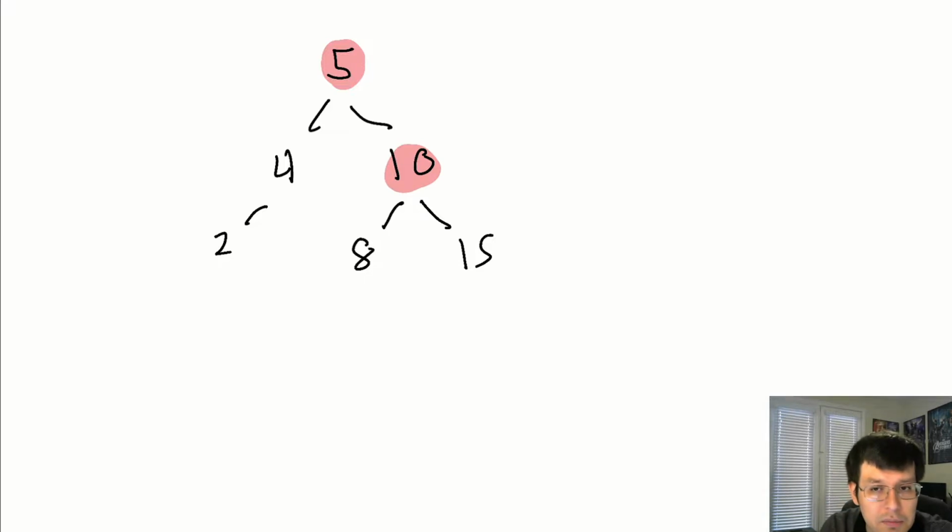Then you see the 10. You're like, okay, is the number you're looking for bigger than 10 or smaller than 10? Well, it's smaller than 10, so go to the left side. Is the number you're looking for bigger than 8 or smaller than 8? Well, actually 8 is what I'm looking for. Oh, there you go, you have it. How many checks was that? 1, 2, 3 checks.